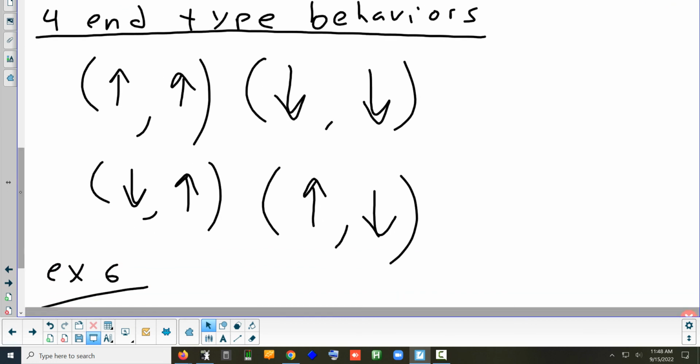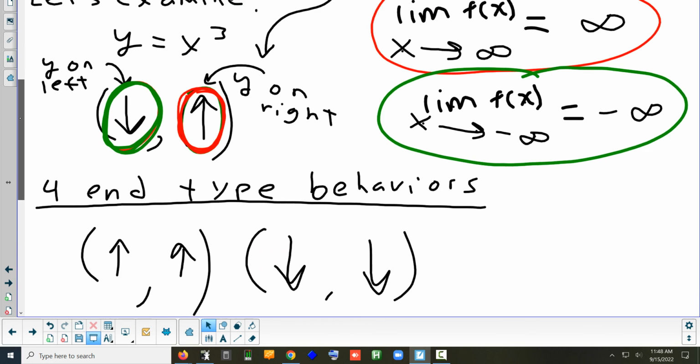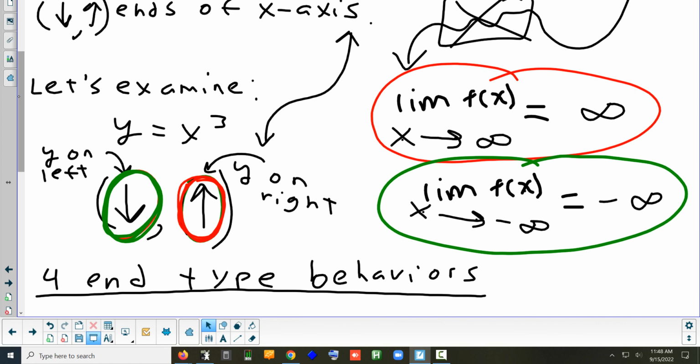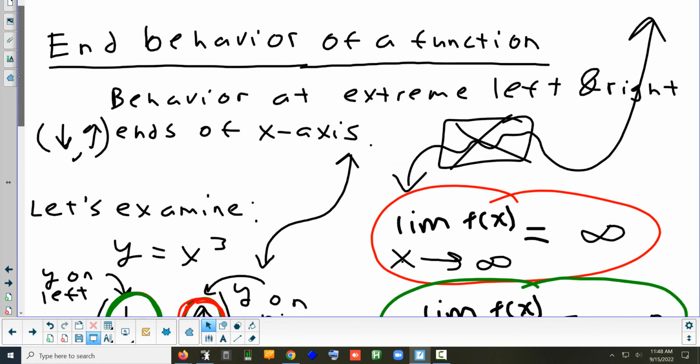Wait, was there always a comma between them like that? The other ones? Yeah. Okay, alright, I didn't see that.